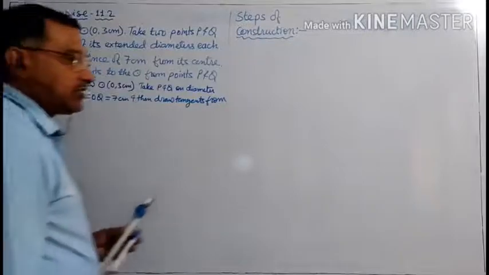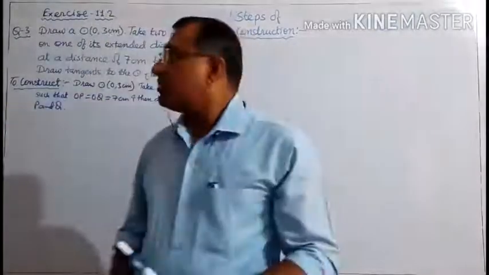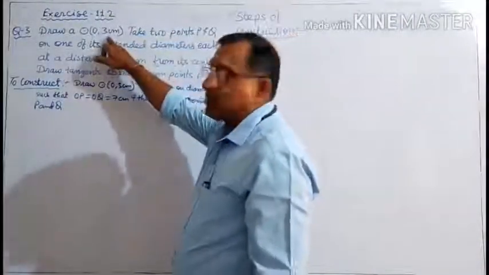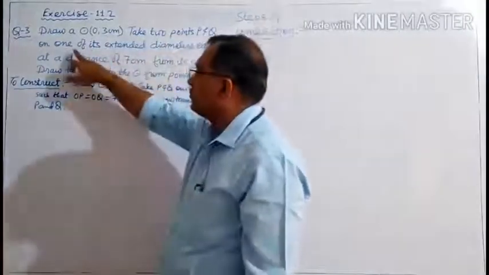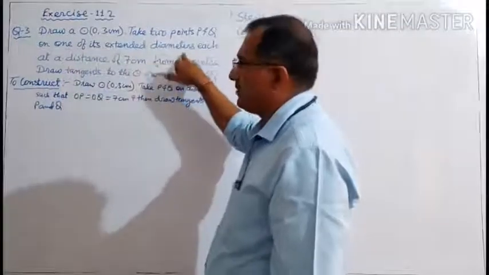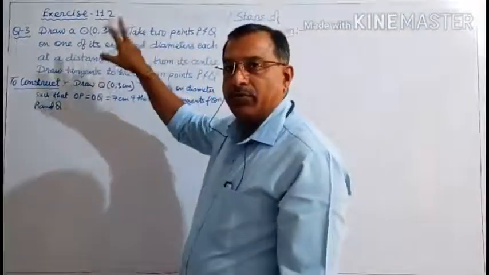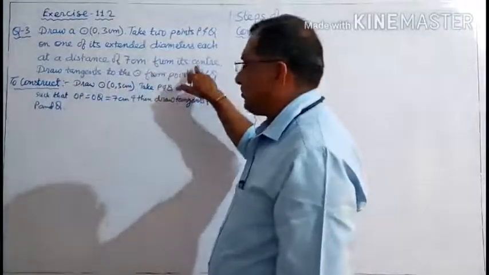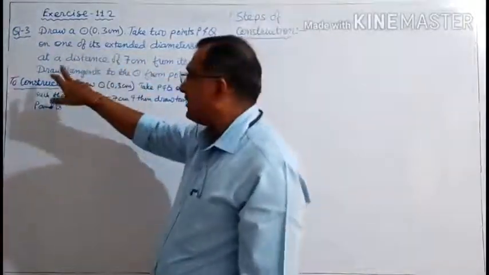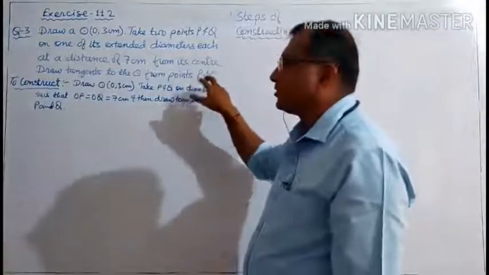Good morning, students. Today, in standard 10th, subject mathematics, we are going to learn chapter 11, constructions. Today, in exercise 11.2, question number 3, we have to draw a circle with the center O and the radius 3 centimeter. Then we have to take 2 points P and Q on one of its extended diameters, and each point P and Q at a distance of 7 centimeter from the center. Then we have to draw the tangents to the circle from these 2 points P and Q.